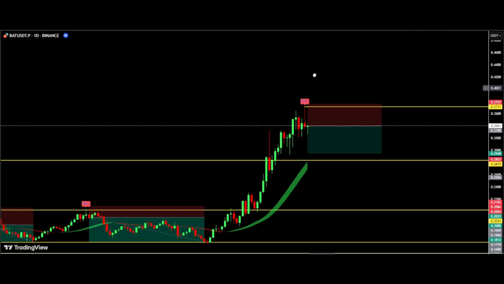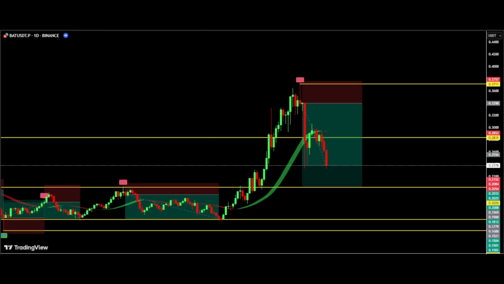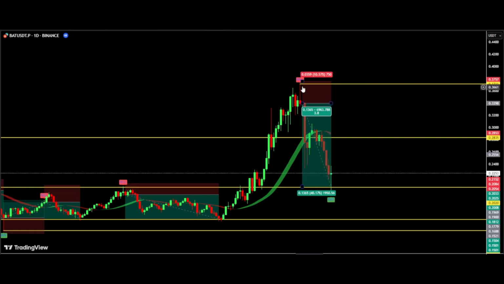Remember this rule: when price rises sharply, a fast drop often follows. This is a key trading principle in the crypto market. Now we need to be patient and wait until the price reaches our target. As you can see, the price has started dumping significantly, so we just wait for the take profit to be hit.